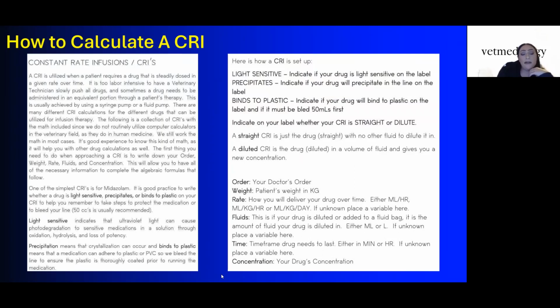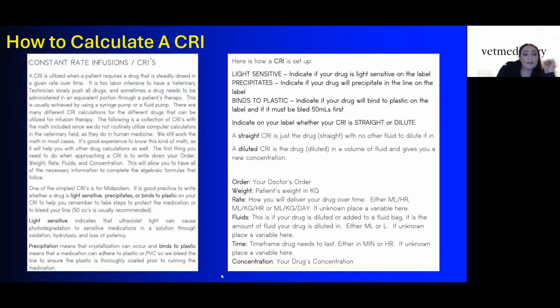The first thing you need to do when approaching a CRI is to write down your order, weight, rate, fluids, time, and concentration. This will allow you to have all the necessary information to complete the algebraic formulas that follow. One of the simplest CRIs is for midazolam, which we'll be doing first.